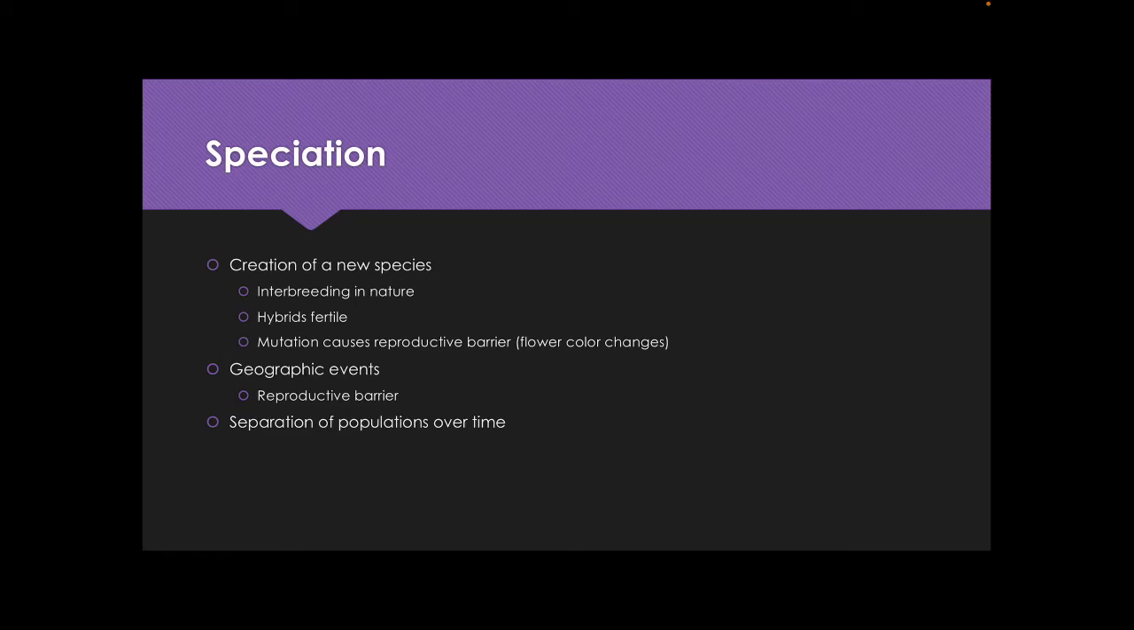Speciation is the creation of a new species. It can happen when you have interbreeding in nature, and then the hybrids are fertile. So maybe you have this species of maple and that species of maple, and they hybridize together, and the individuals actually survive and are fertile. And when they reproduce, you get more like them rather than more like the parents again. Mutations can cause reproductive barriers. For example, if the flower color of a plant randomly is different, insects might not recognize that. Or a different insect recognizes only that flower color, and so it's only pollinating that flower color.